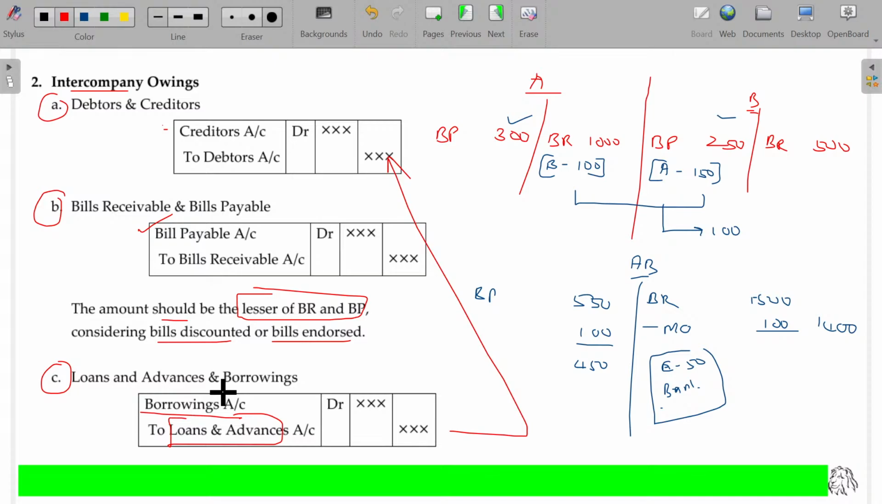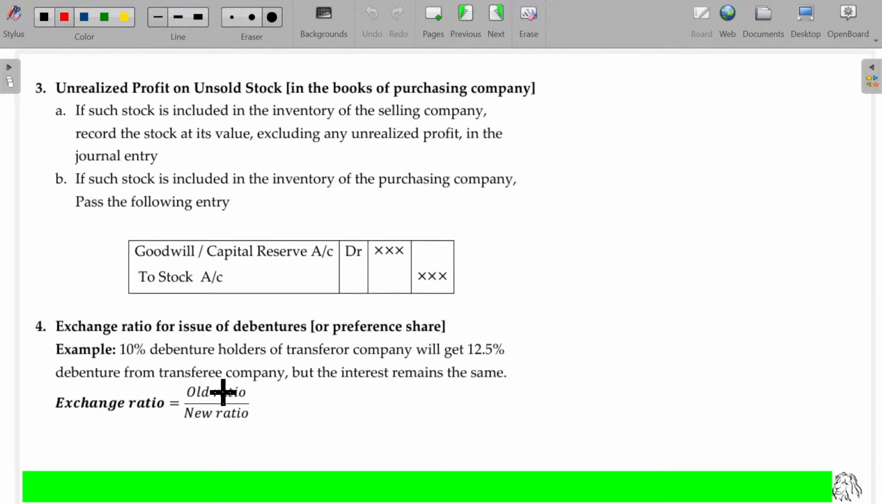Now, what about unrealized profit on unsold stock? In the books of the purchasing company, a company A sells goods to B, or sales made by A to B or B to A. In either way you can think.